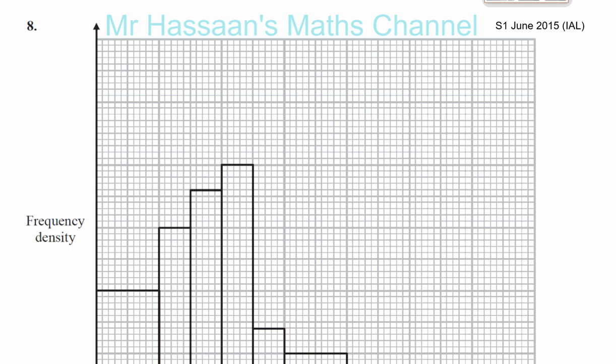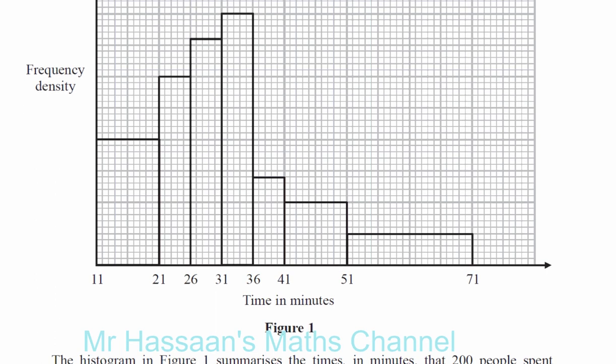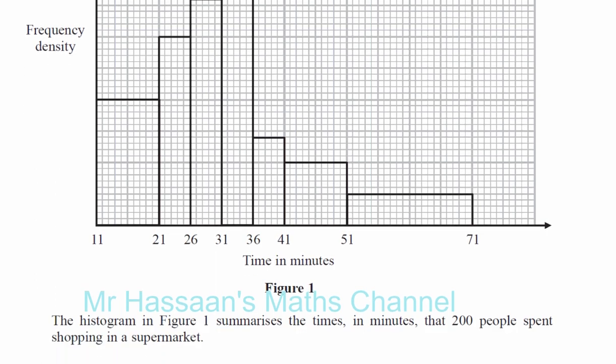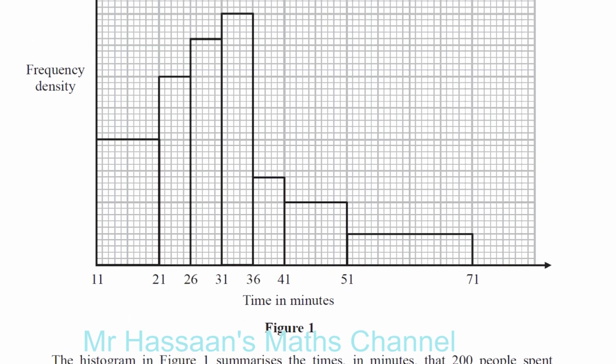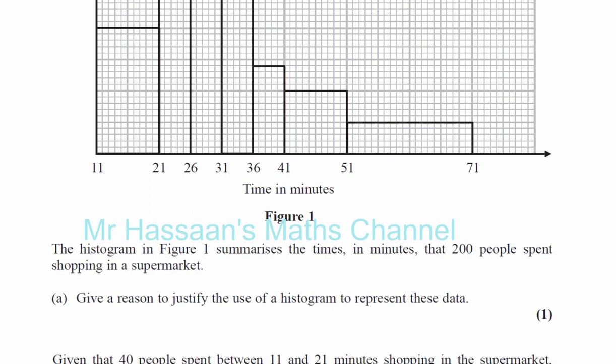Okay, now we have S1, June 2015 IAL, a question again about histograms. In this question, we're given a histogram which summarizes the times in minutes that 200 people spent shopping in a supermarket. Okay, so you can see here, this is representing time and the number of people that were shopping in the supermarket. So it's saying to us, give a reason to justify the use of a histogram to represent these data.